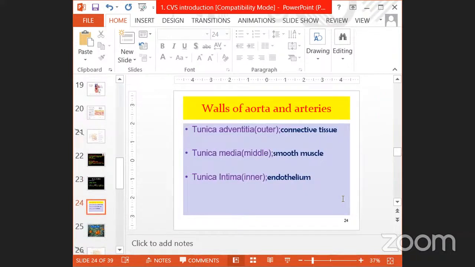So the walls of the aorta and the arteries, the big vessels, have three layers. Tunica adventitia is the outer layer, which is a connective tissue layer. Tunica media is the middle layer, which has smooth muscles, and tunica intima is the inner layer, which is made up of endothelium. So this is the structure of major, big vessels. But coming to the capillary, these structures are very narrow. Sometimes only the endothelium will be present.